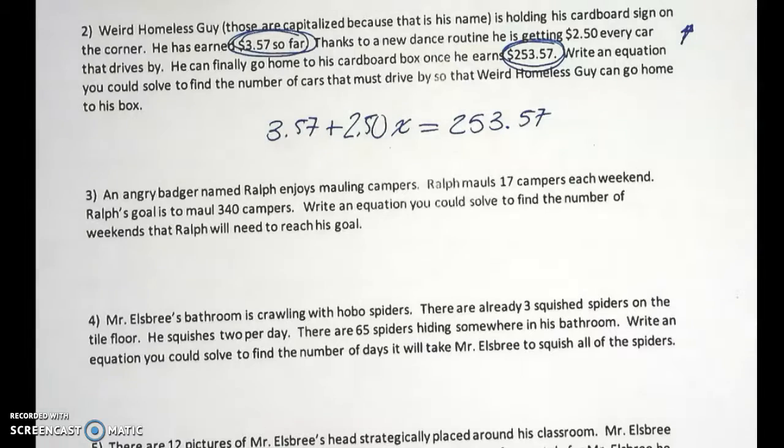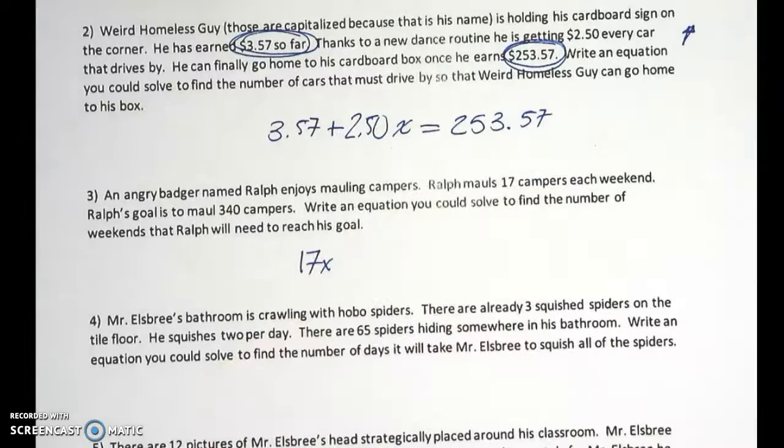Okay, did we start anywhere? Were we told how many campers he's already mauled? Well, yeah. So that's going to be 17x.